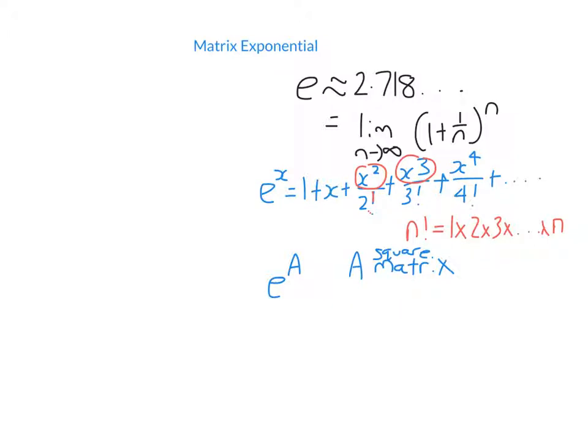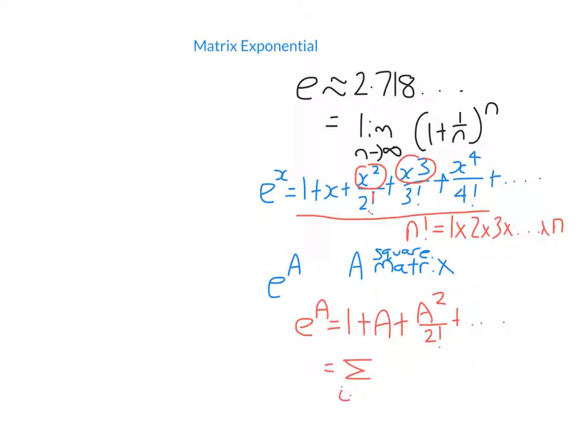So, to write e to the power of A, where A is a matrix, we're going to take the same formula here, just replace x with a matrix A. So we have e to the A equals 1 plus A plus A squared on 2 factorial plus, and so on. In sigma notation, this would be written as the sum from i equals 0, we start at the 0th term, to infinity of A to the power of i over i factorial. Note that 0 factorial and 1 factorial both equal 1.